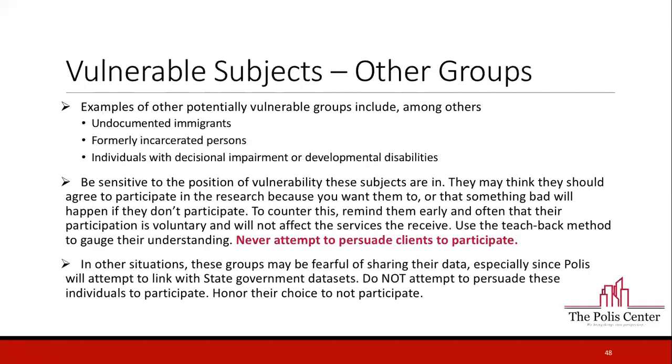Finally, other groups. Among others, other groups of vulnerable subjects include undocumented immigrants, formerly incarcerated persons, and individuals with decisional impairment or developmental disabilities. And in these cases, it's really important to be sensitive to the position of vulnerability that these subjects are in. They may be more prone to thinking that they have to agree to participate in the research or that they should agree because you want them to.